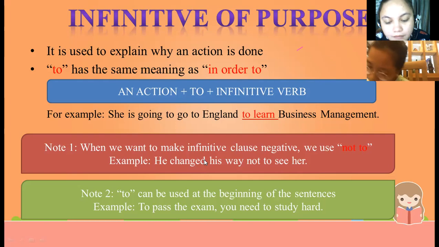I will give you another example with "to." So here's the example. To pass the exam, you need to study hard. Or, to get a high grade at school, you must study hard. So you're just going to use the "to" at the start of the sentence. Can you try it?